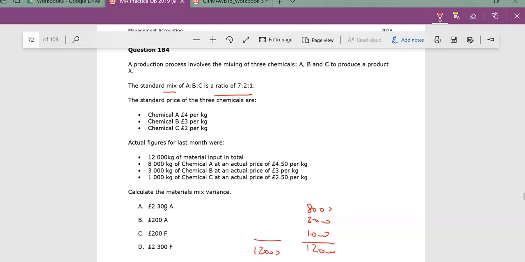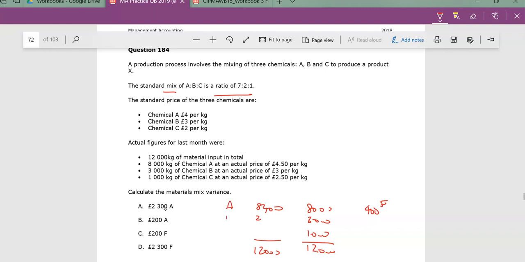What should you have done? That's 7 to 2 to 1. So that's 70%, right? So 70% of 12,000, 0.7 times 12,000 is 8,400. We're saying you should have used 8,400. So here we have 400 favorable because you used 400 less.